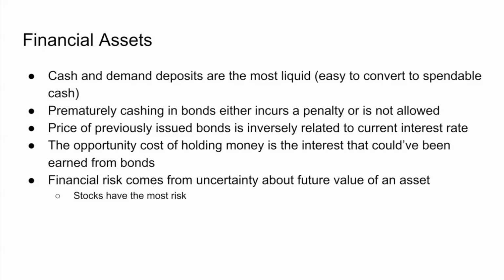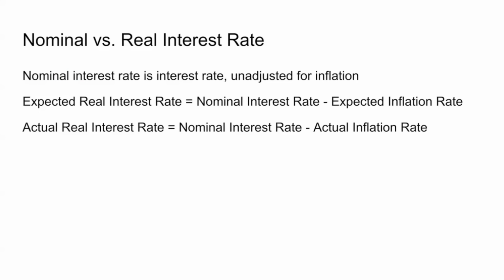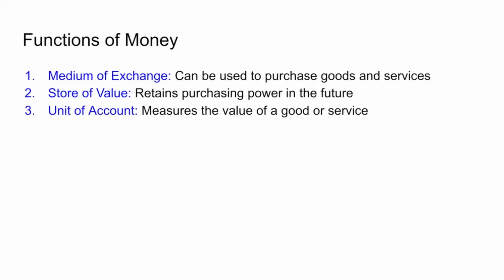And financial risk comes from uncertainty about the future value of an asset. Nominal interest rate is unadjusted for inflation, and to calculate real interest rate, the expected real interest rate is the nominal interest rate minus the expected inflation rate, whereas actual real interest rate is equal to nominal interest rate minus the actual inflation rate. Money serves 3 functions.